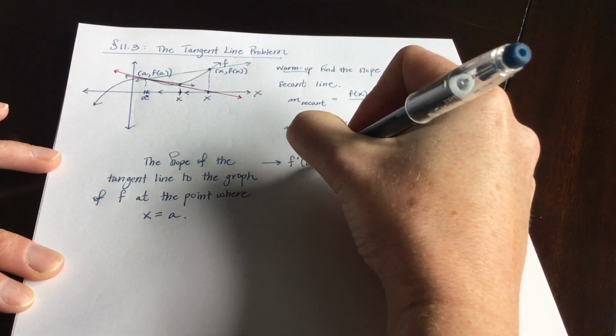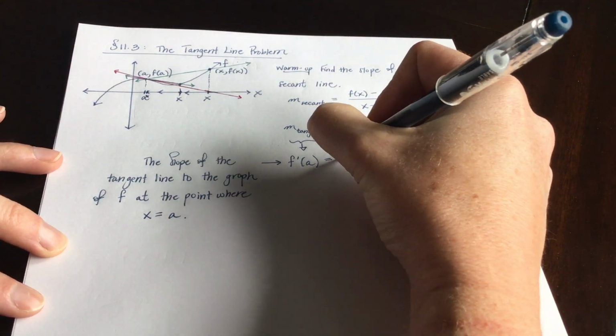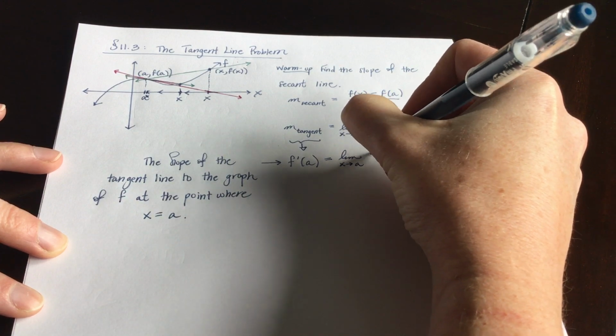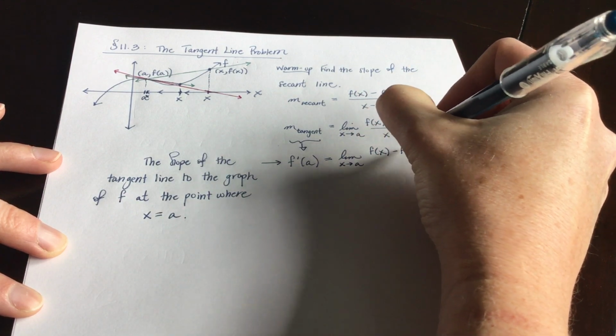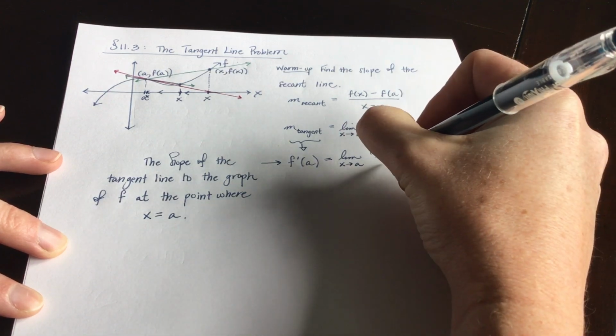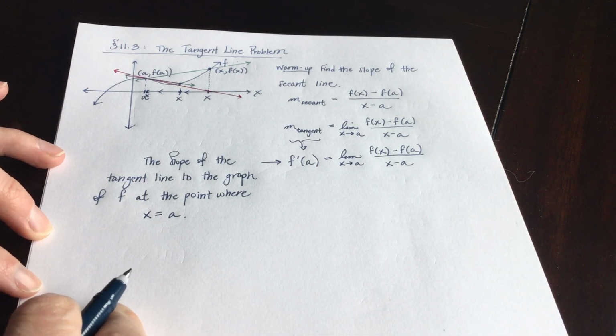And so worth memorizing, my friends, is that f prime of a is equal to the limit as x approaches a of just the slope formula, f of x minus f of a, so this is y2 minus y1, over x minus a, so this is x2 minus x1.